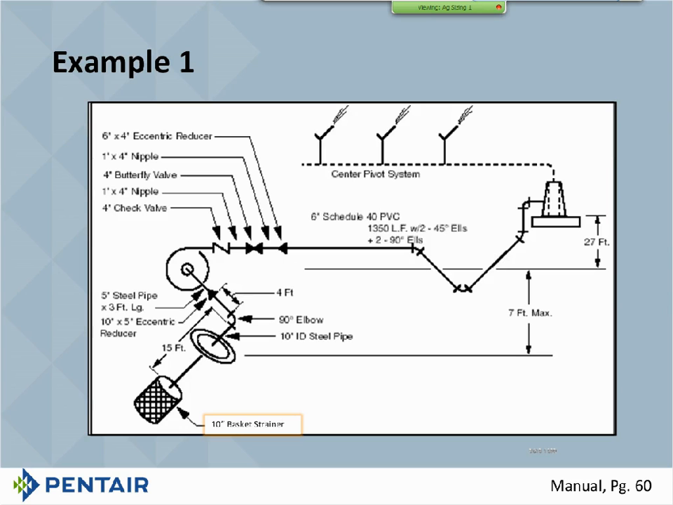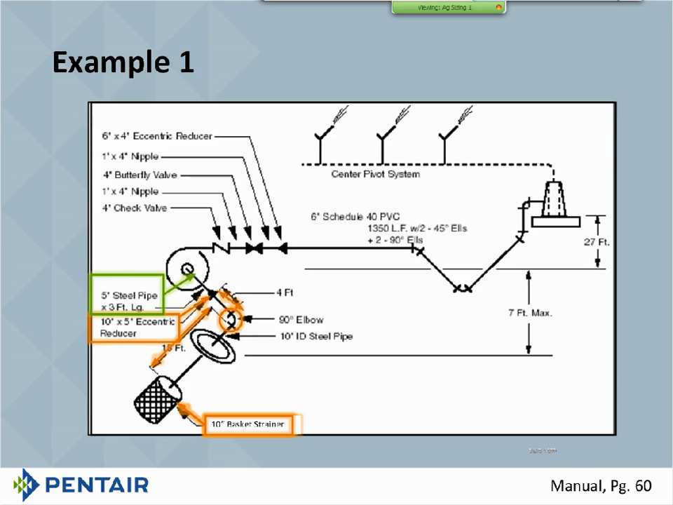Now, if we look at the picture again, let's put it all together. There's our 10-inch basket strainer down there. There's 15 feet of 10-inch pipe because we're at an angle. There's a 90, and there's a 4-foot section of 10-inch pipe. And then there's a 5 by 10 eccentric reducer. All this gets counted into one side.